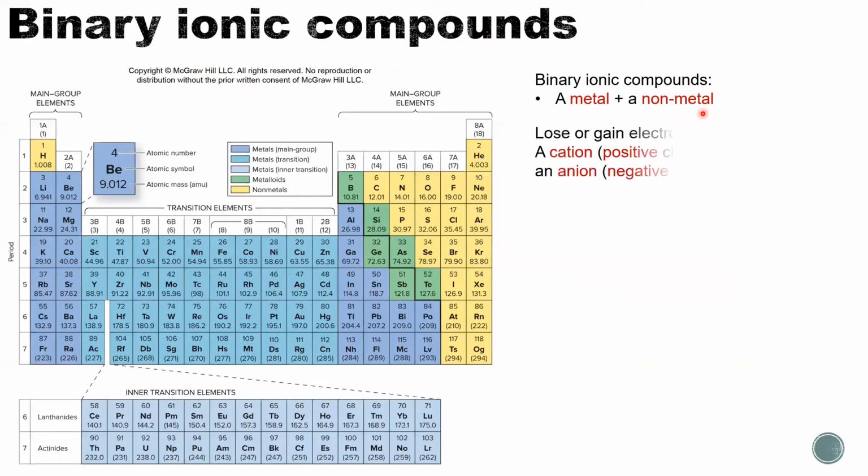When we have these 2 together, there will be electron loss or gain between the 2. A metal loses electrons and becomes a cation. Now it carries a positive charge. A non-metal will gain electrons and becomes an anion, with a negative charge. Whenever an atom carries a charge, it's no longer a charge-neutral atom, it becomes an ion. Okay, a binary ionic compound is made up of a cation, which is a metal, and an anion, which is a non-metal.